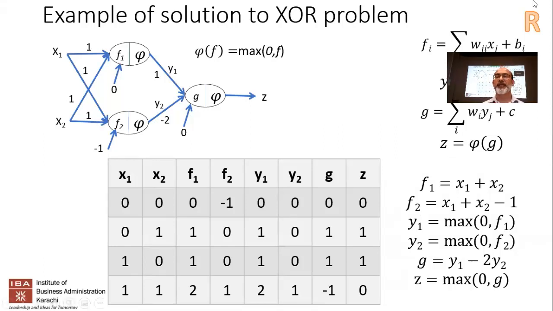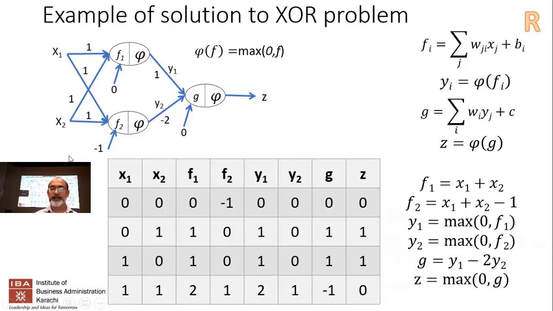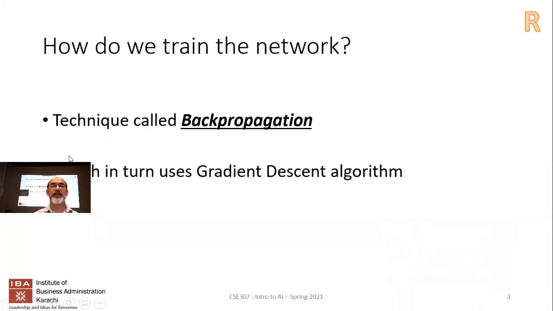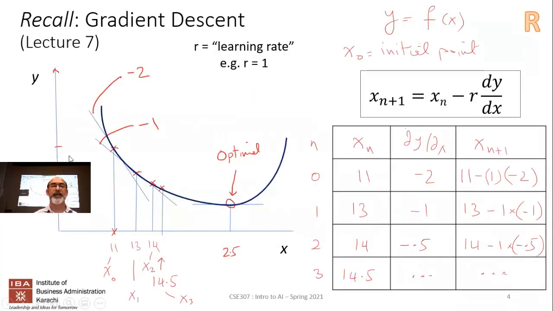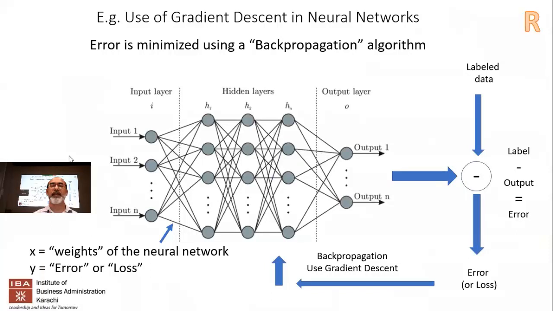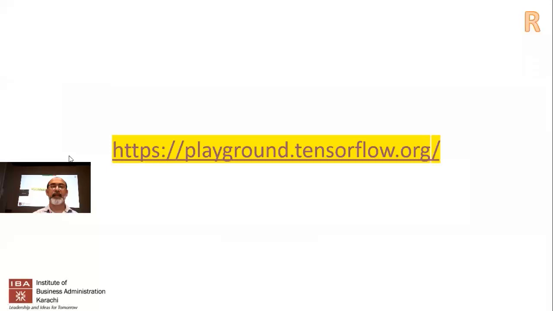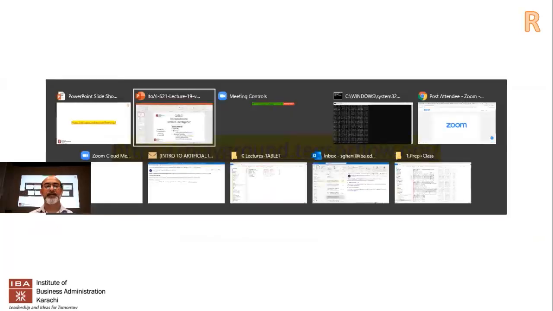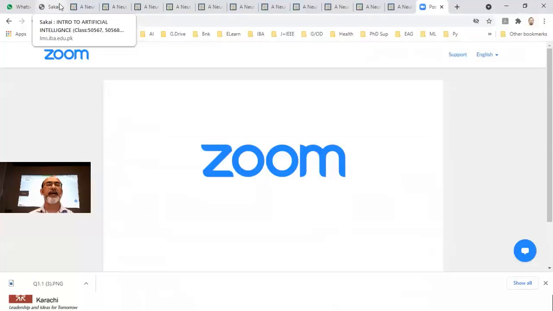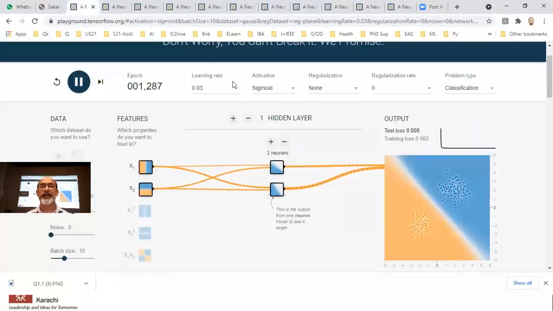So if you remember, in the last lecture, we spoke about various aspects of the artificial neural network. We looked in detail at the backpropagation algorithm, which is based on gradient descent. And then we started looking at the TensorFlow Playground. Let's just directly go to that and try to understand this network.